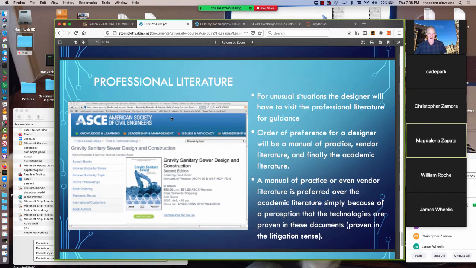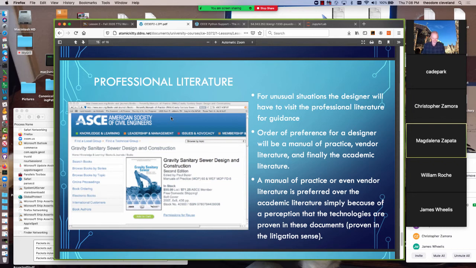And then our last source of information, I have this title, is professional literature. So if during a design process or practice you come across a portion of the design you're working on that's not addressed in the design manual, we can turn to various sources in the professional literature to provide guidance for that particular topic. So I have a picture here as an example of gravity sanitary sewer design and construction.